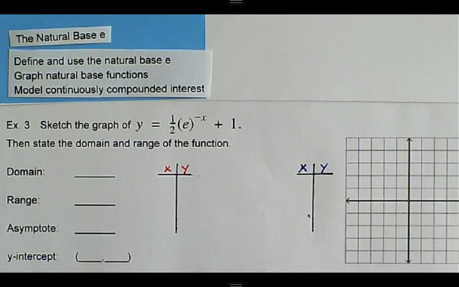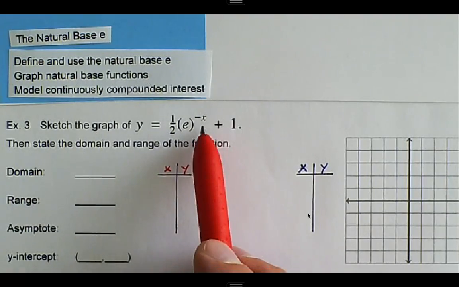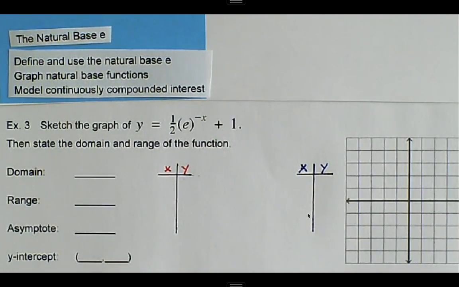We were talking about the natural base e, and we want to graph the natural base e functions. So we have: sketch the graph y equals 1/2 e raised to the negative x plus 1. Because we have a negative x, we know that this is going to be a decay function with the natural base e, which is 2.7.